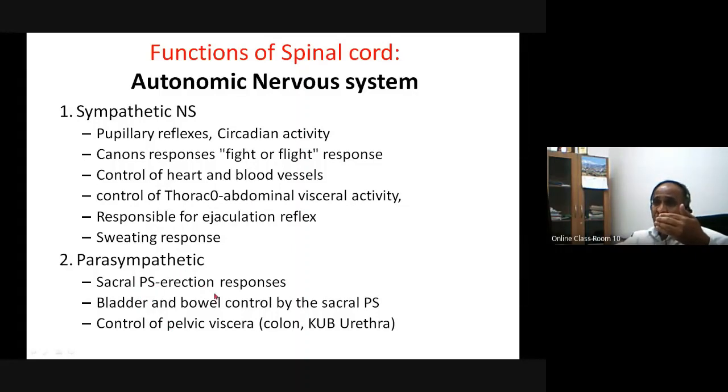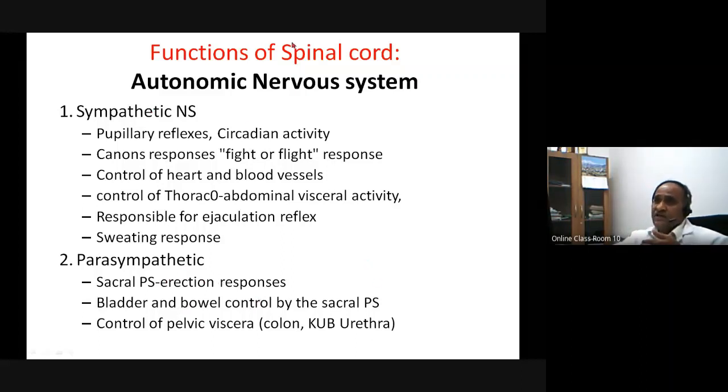They govern all the pelvic viscera. All the pelvic viscera, that is the colon, ureter, bladder, and urethra. So they control bladder and bowel movement, and the sacral parasympathetic controls the penile erection. This penile erection is because of the increased blood supply to the penis, the corpora cavernosa, and that would make the erection. So that is the parasympathetic activity.